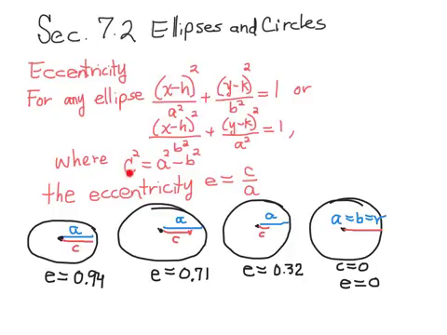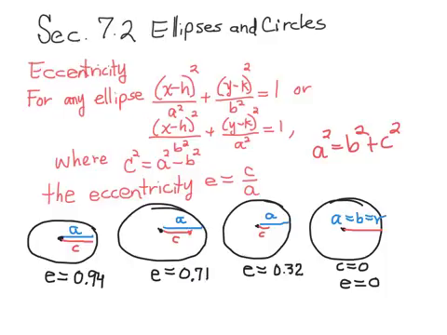And then c squared equals a squared minus b squared, because of the Pythagorean relationship that used to be a squared equals b squared plus c squared. And so you get c squared equals a squared minus b squared because it comes this way. So the eccentricity, they're going to ask you, what's the eccentricity of the ellipse?